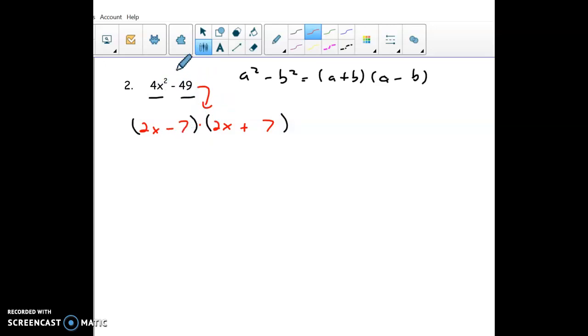Okay, and again, the reason this works, you don't have to necessarily write this out here, but there's 0x in the middle. And so if we were foiling, we'd have a minus 14x here and a positive 14x here, and that would make 0x in the middle. So that's sort of why this factoring works, but you don't necessarily have to include that in your answer. I just put that there to help you understand it. Okay, so here's our factored form.